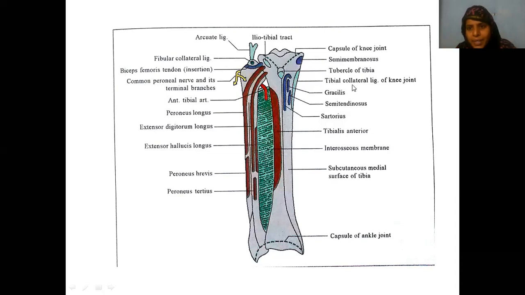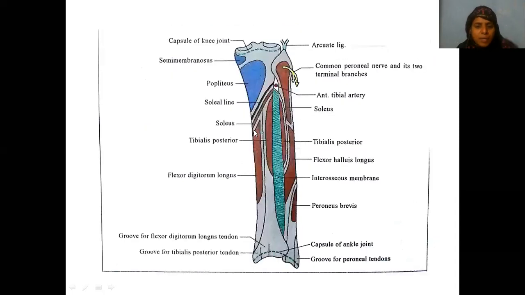Then the tibial collateral ligament you are finding here. This is one of the ligaments we find when we study the knee joint. Like we had the radial collateral ligament and ulnar collateral ligament for the elbow joint and wrist joint, similarly, when we study the knee joint, we will come across the tibial and fibular collateral ligaments. Now coming to the posterior aspect of the tibia.